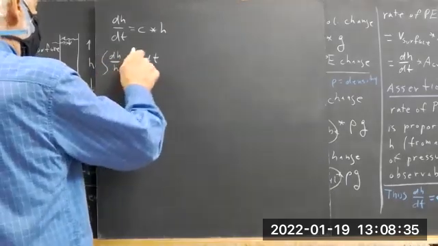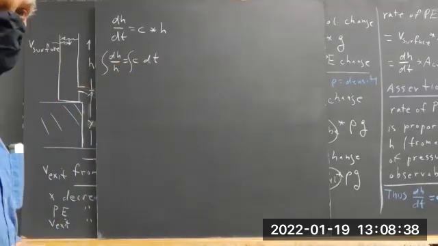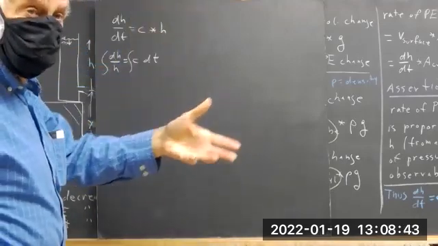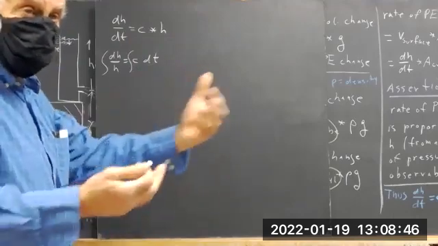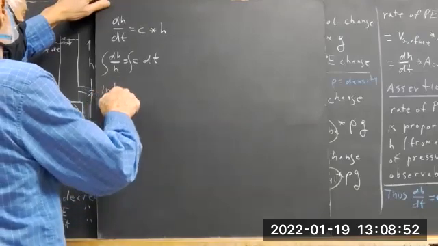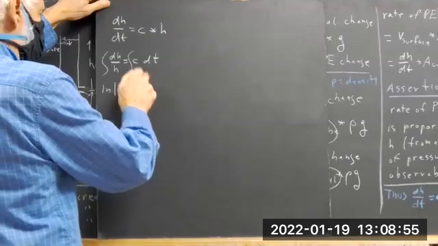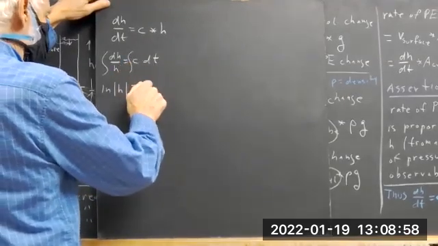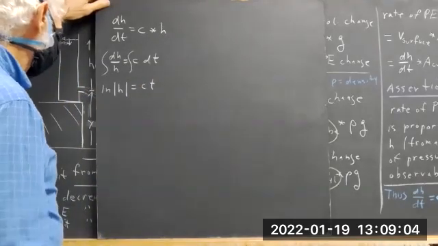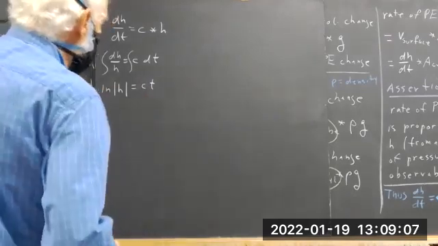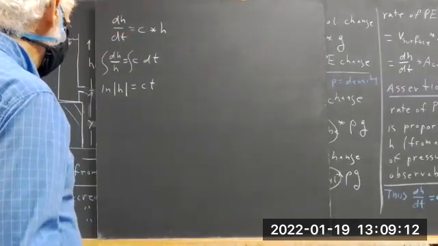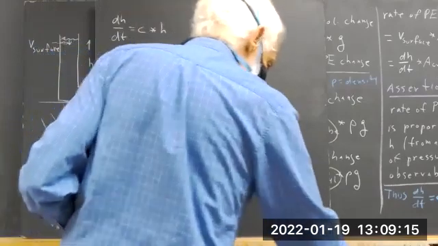So we integrate dH over H, we integrate C with respect to t. Like you integrate 1 over x, you get natural log of x, because the derivative of the natural log of x is 1 over x, right? Well, this is H instead of x, so this is going to be the natural log of the absolute value of H. And then C is just a constant, integral of dt is t, right? And we usually use C for an integration constant. So I probably should use something else for this constant.